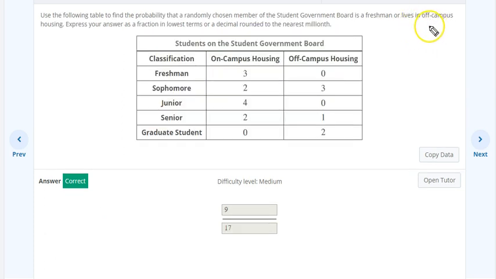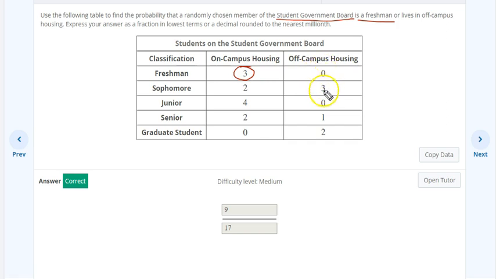Again, something like this, you're going to have to read it carefully. Use the following table to find the probability that a randomly chosen member of the Student Government Board is a freshman or lives in off-campus housing. So let's look at our freshman here. We have this is a freshman, and then we have students that live in off-campus housing.